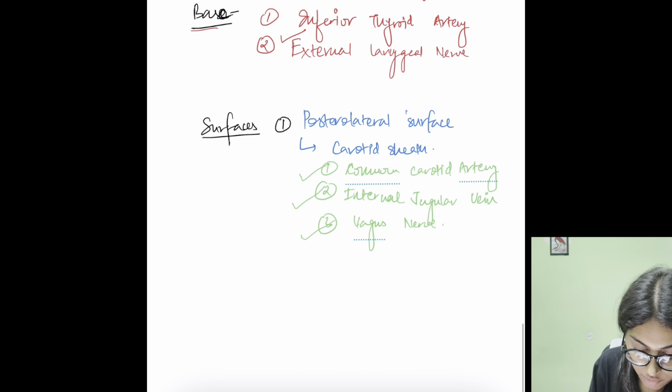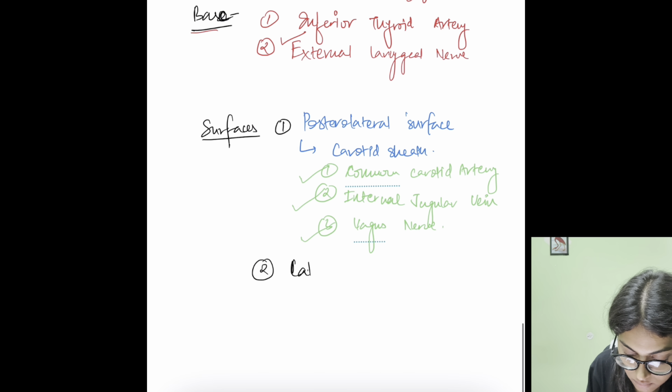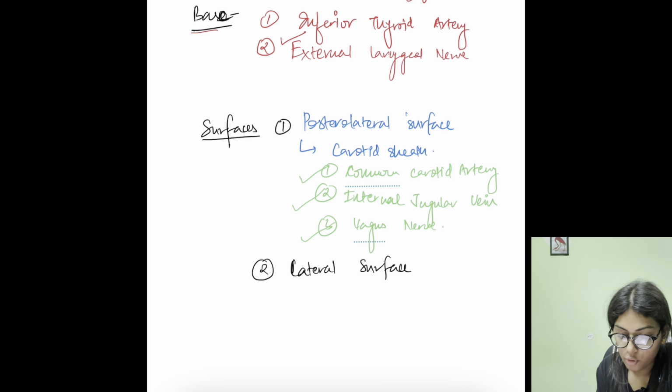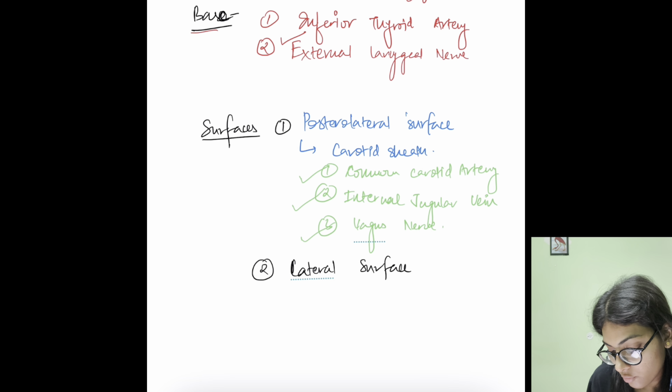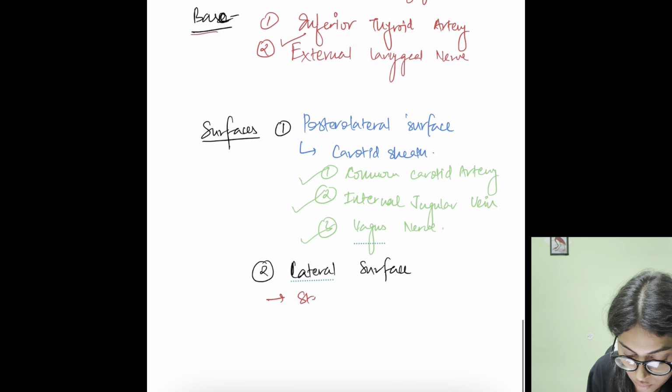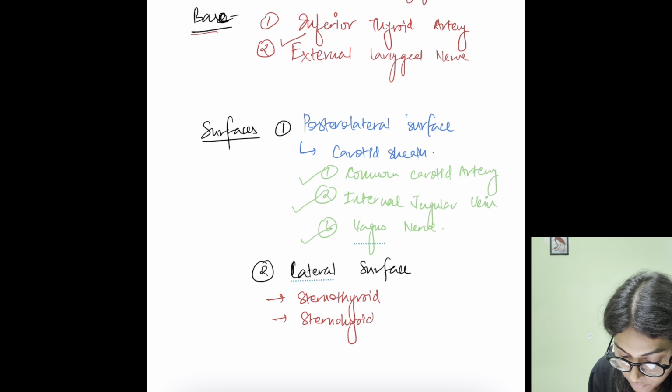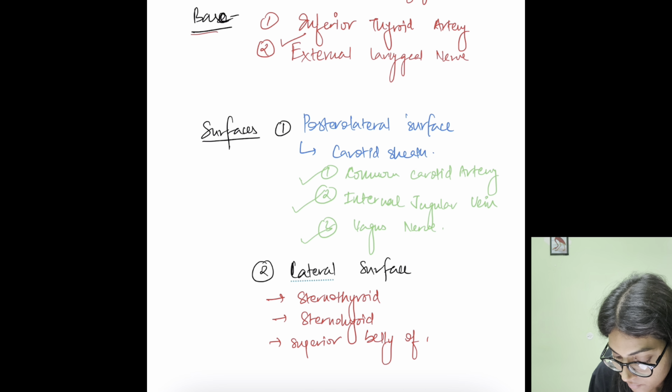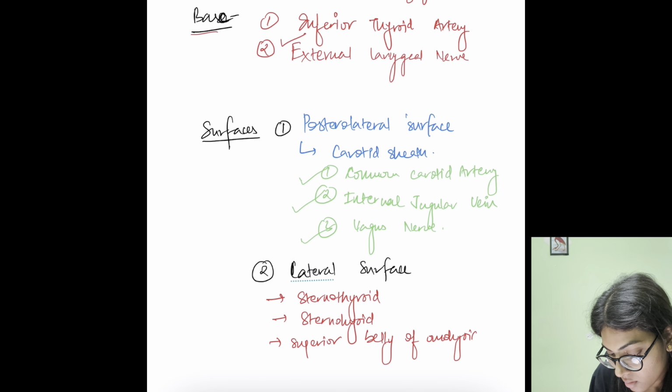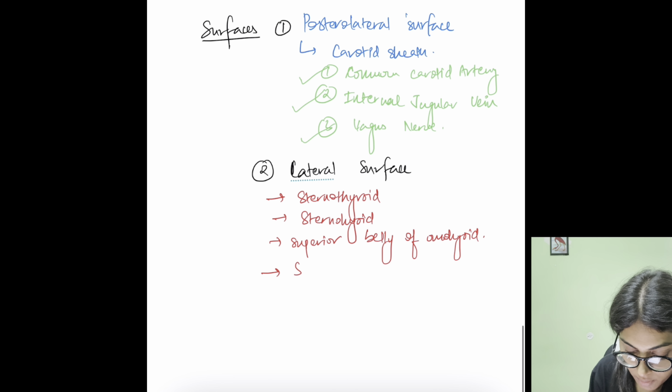And on the lateral surface, we have four muscle attachments. First is the sternothyroid, second is the sternohyoid, third is the superior belly of the omohyoid, and the fourth muscle is the sternocleidomastoid.